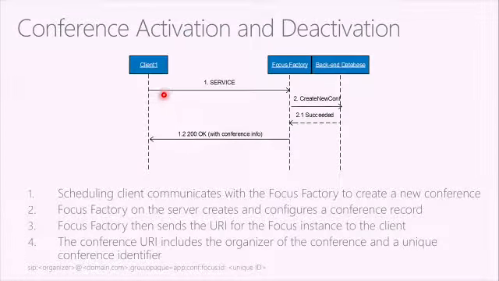And this is just a quick ladder diagram that shows you what that process looks like from an activation and deactivation standpoint, right? Our client, via the service message, talks to the focus factory, which creates the new conference. It gets written to the backend database. We're successful. We get a response back to the client, and off we go.